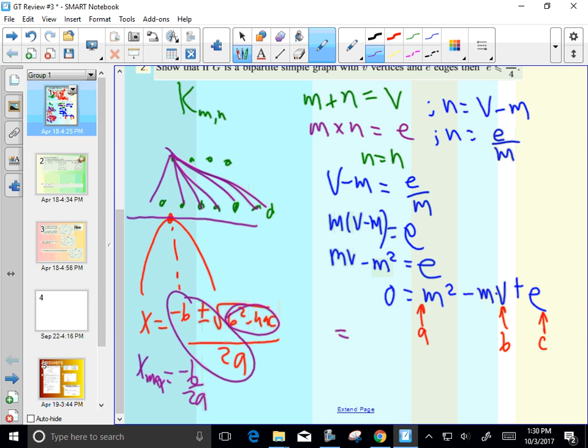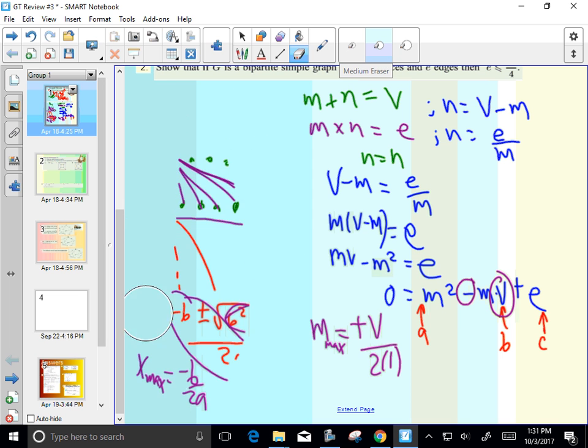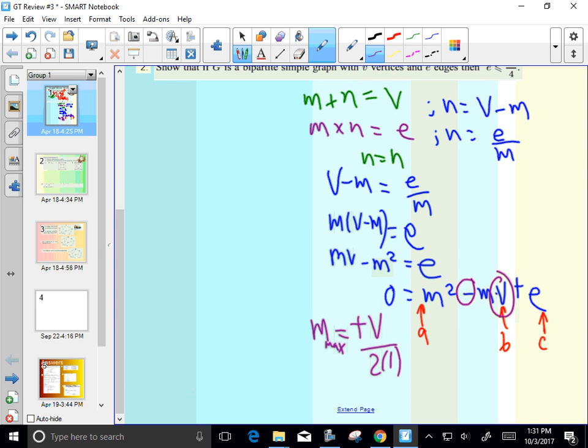Okay, so for the max, did we just do v max? Yeah, the max m value, I'm going to go minus b, so this is my b, minus a negative b over 2 times a, which is 1. So this is my value of m that's going to get me the max number of edges. That's old honors pre-calc stuff. It seems hard, but it's not.